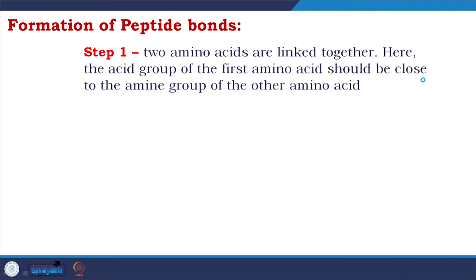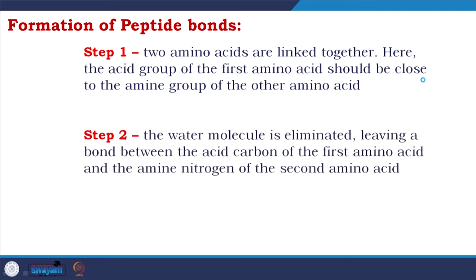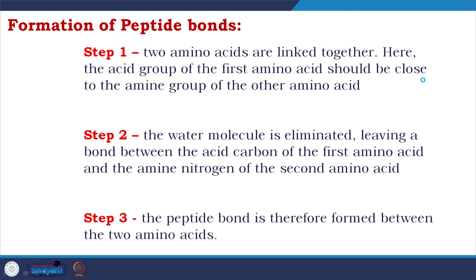How does the peptide bond form? In the first step, two amino acids are linked together. Here the acid group of the first amino acid should be close to the amine group of the other amino acid. Step 2, the water molecule is eliminated, leaving a bond between the acid carbon of the first amino acid and the amine nitrogen of the second amino acid. Step 3, the peptide bond is therefore formed between the two amino acids.